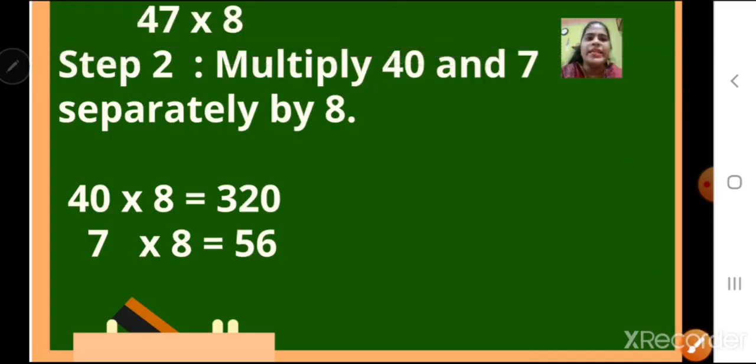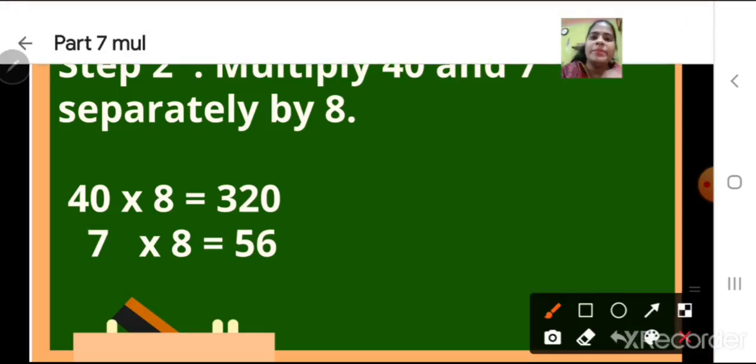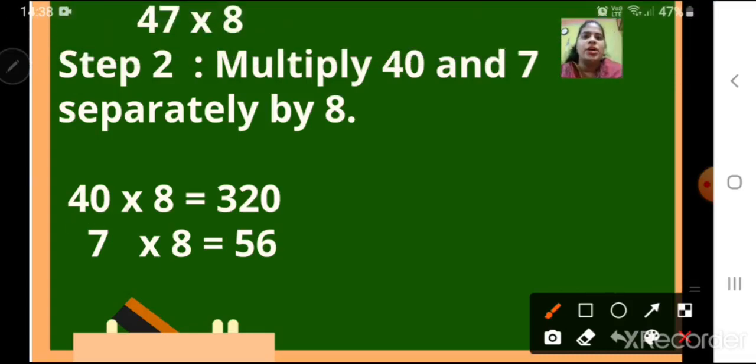Now multiply 40 and 7 separately by 8. Correct. So 40 multiplied by 8. Now we have learned how to multiply directly. Now 4 8s is 32. And how many zeros are here? 1 zero. So we'll put here 1 zero. So my answer is 320. 40 multiplied by 8 is 320.